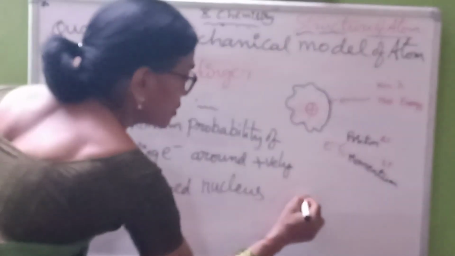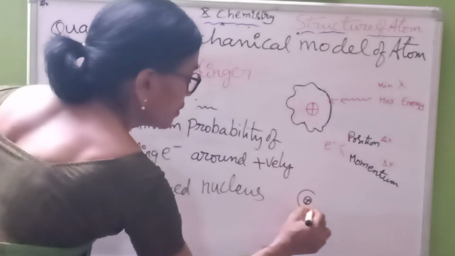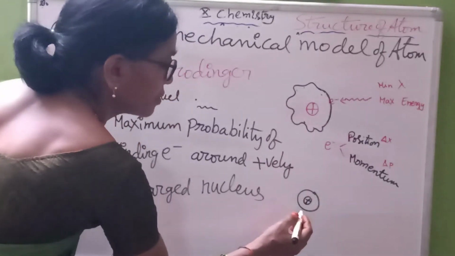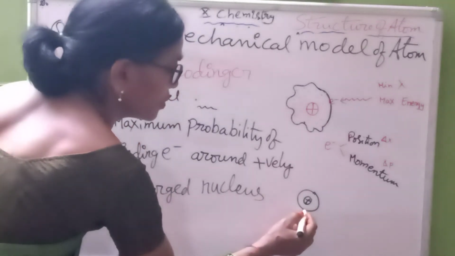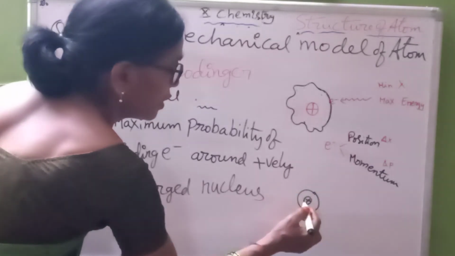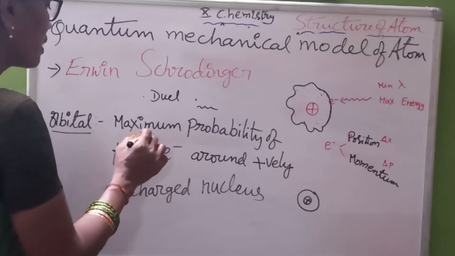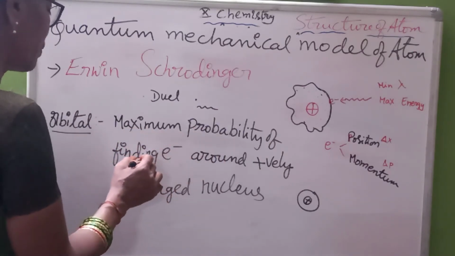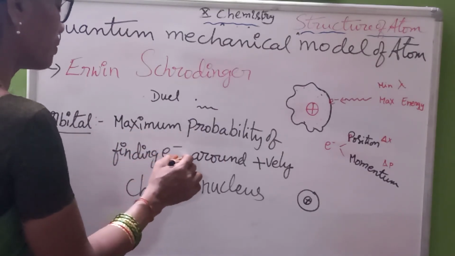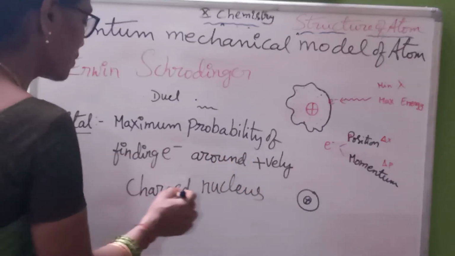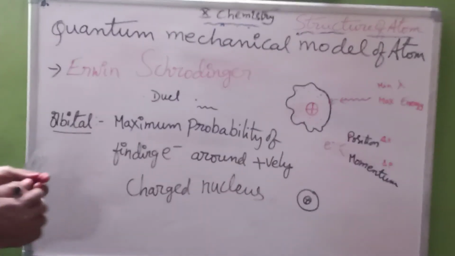See, around a nucleus, normally we call them shells. Here the K shell has only the s orbital, and the L shell has s and p orbitals. Orbital is nothing but the maximum probability of finding the electron around the positively charged nucleus.